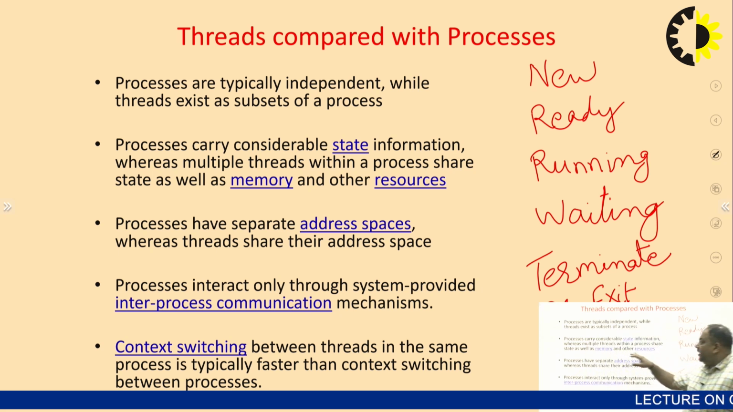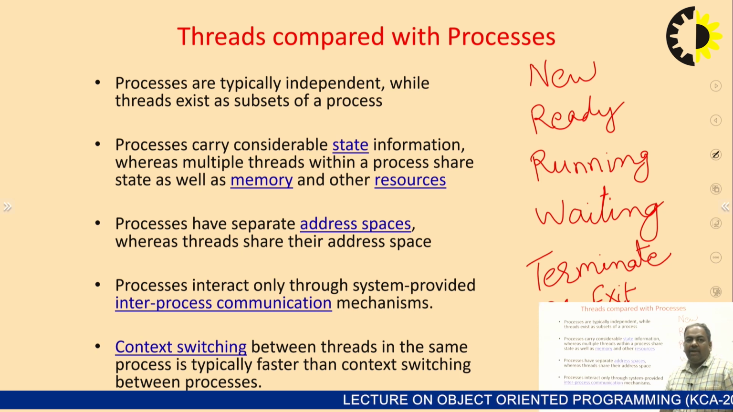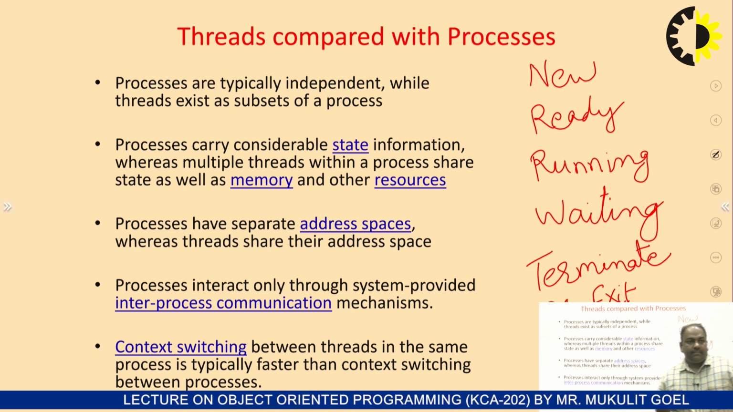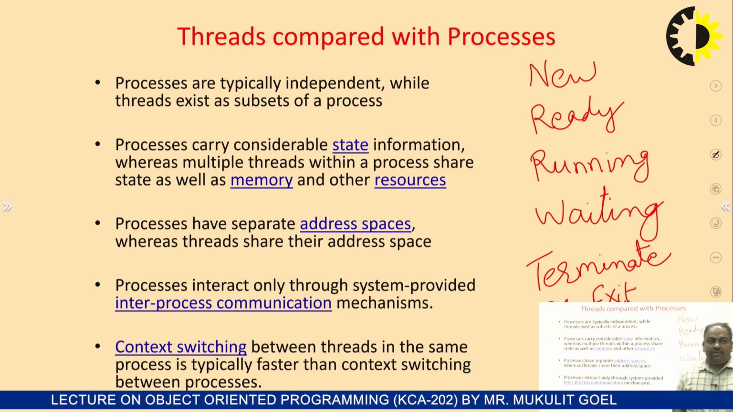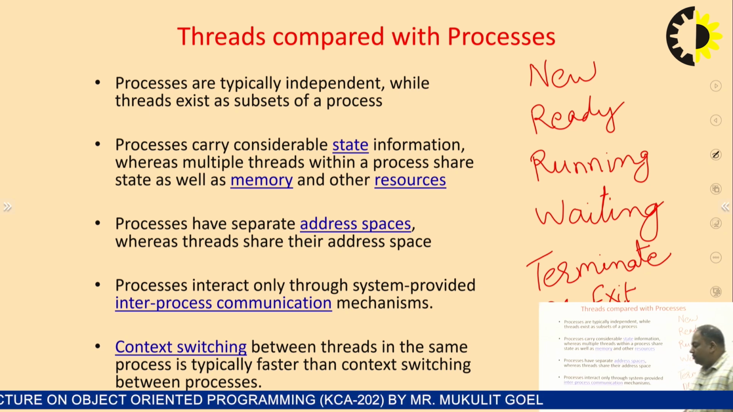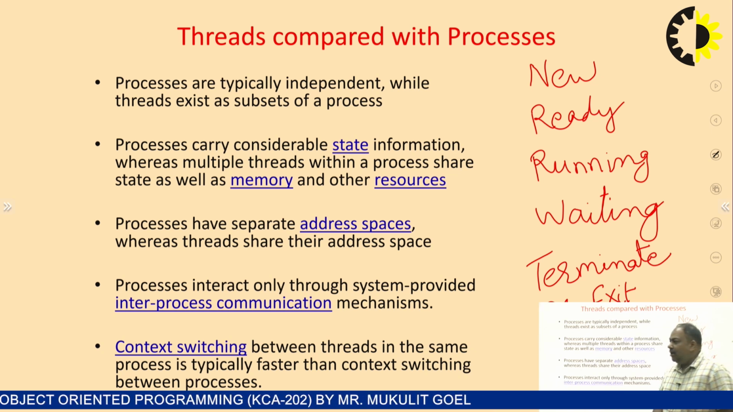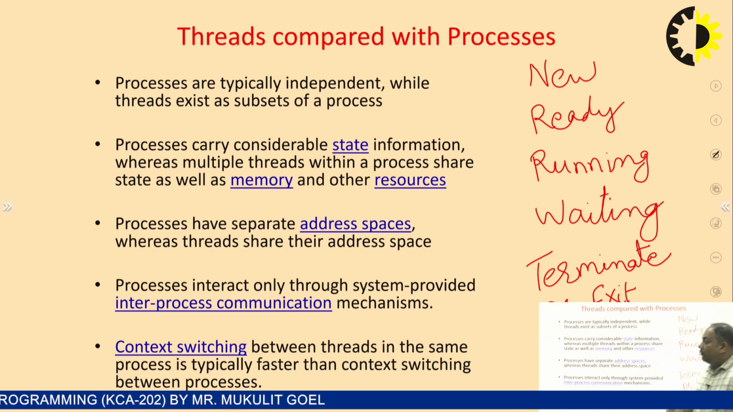So processes carry considerable stored information, whereas the threads within a process share state as well as memory with other threads. Like when we are printing some page, the multi-threads share the process by which we are printing the page, and also have the information about the memory which will be used for the execution of the printing of that page.